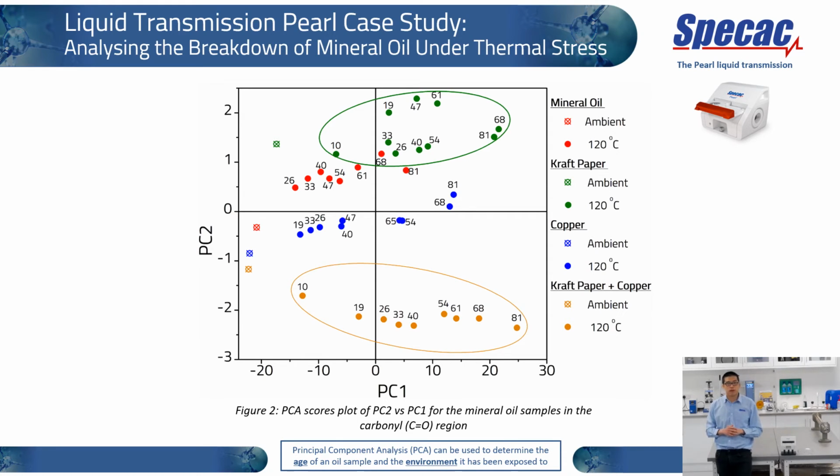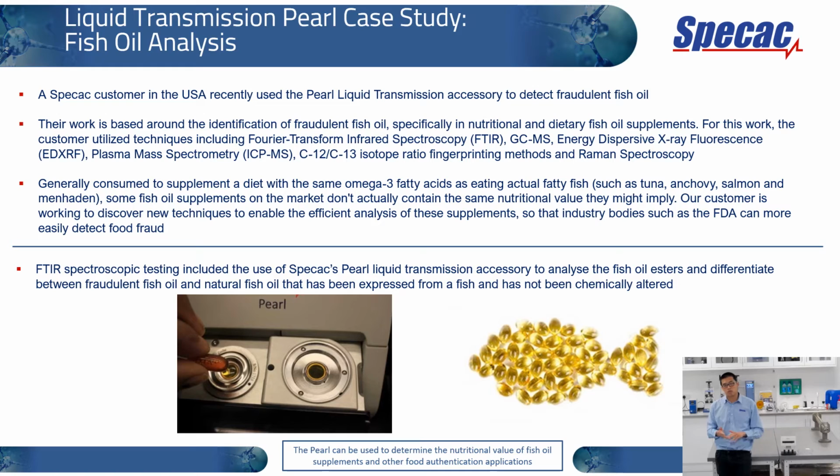So that's it in terms of analysing the breakdown of mineral oil under thermal stress. In the next application, we'll move away from machinery and talk about a more human-related application in terms of food and beverage. A customer in the USA recently used a Pearl liquid transmission accessory to detect fraudulent fish oil. In this application, the customer used the Pearl to analyze fish oil on the market to ensure that the nutritional value is what it says on the tin.